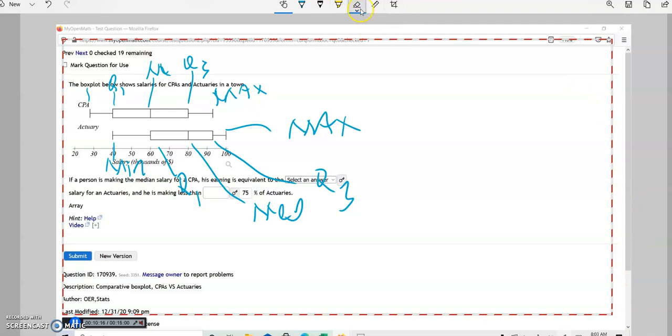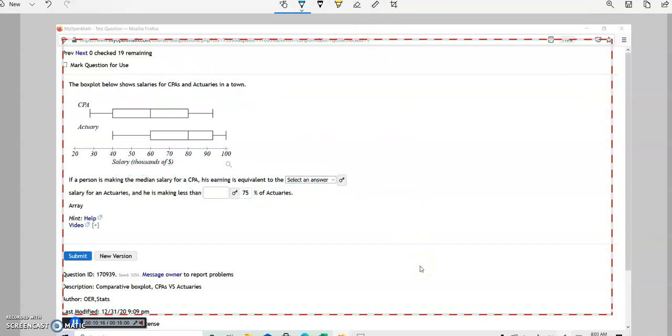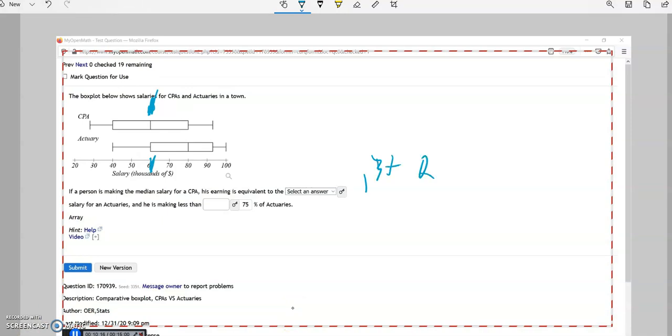So let me get rid of all this so we could see what's going on. So the question is about the person making the median salary for a CPA. The median salary for the CPA is right here. So in other words, the median salary for the CPA is the same as the first quartile for an actuary. So the answer here is first quartile, because the median on the CPA is the same as the first quartile for the actuary because they line up perfectly aligned, okay?